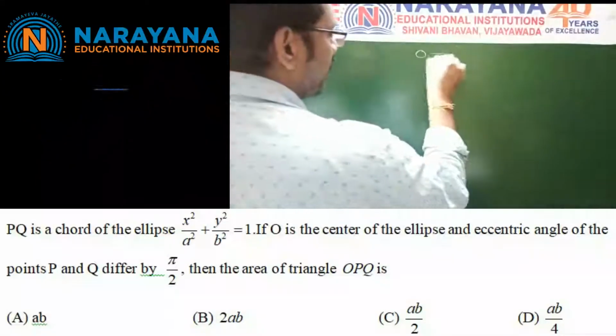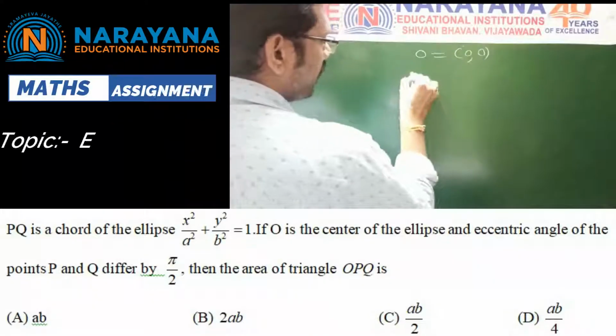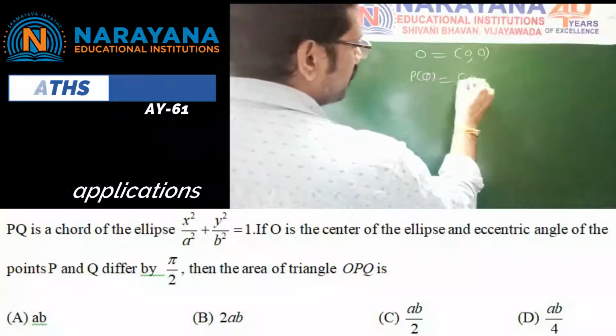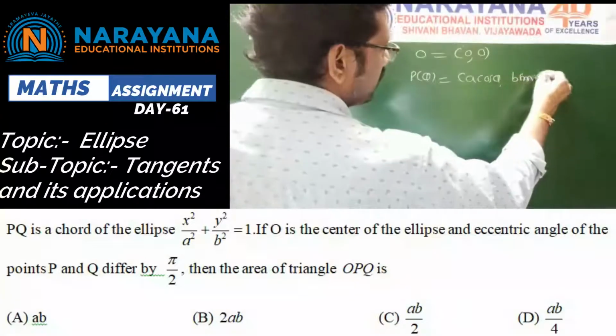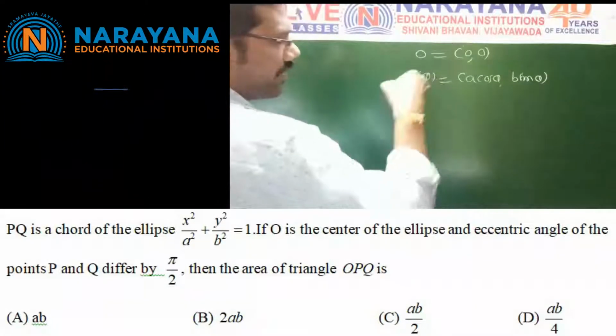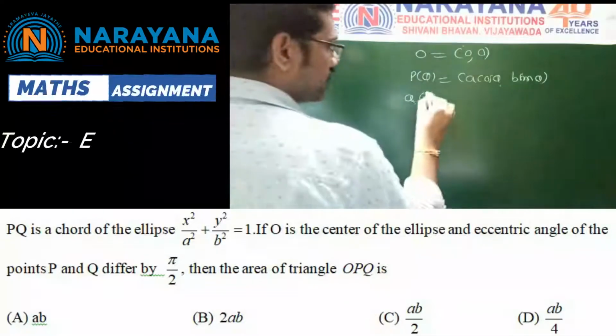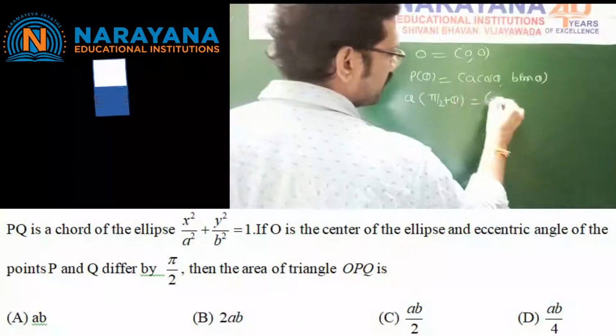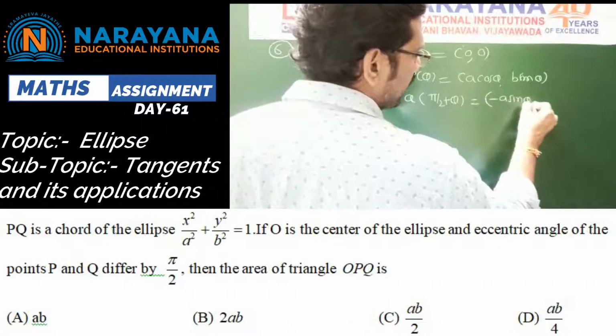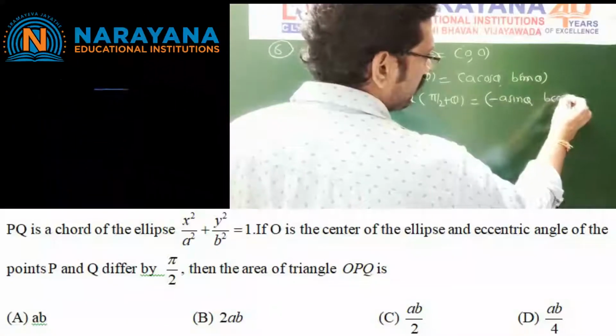O is the center of the ellipse, which is 0, 0. Here P of theta is equal to a cos theta, b sin theta. Q is the second parametric point. The angles of P and Q differ by 90 degrees. So Q is the value at pi by 2 plus theta: a cos of 90 plus theta is equal to minus a sin theta, and b sin of 90 plus theta is equal to b cos theta.